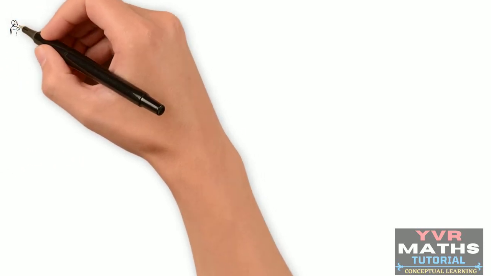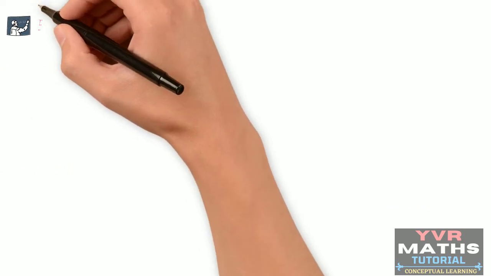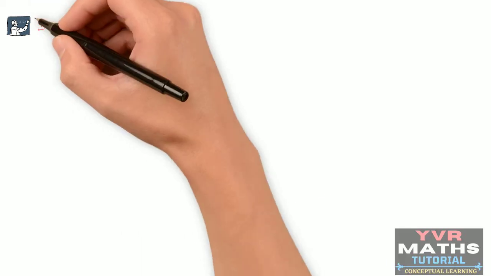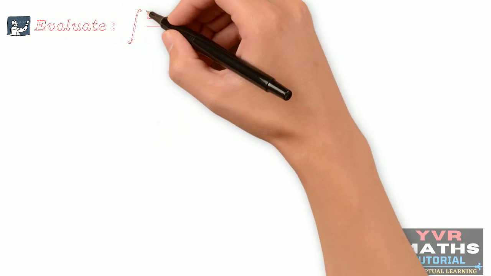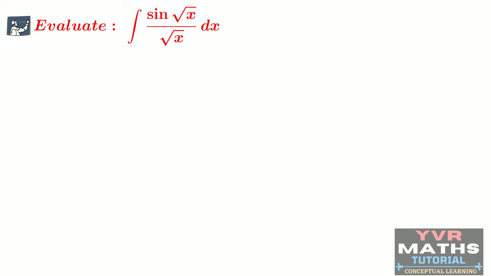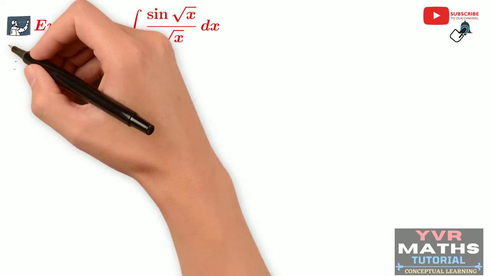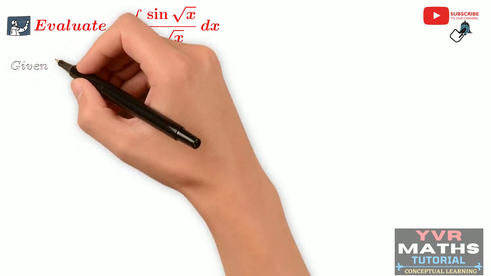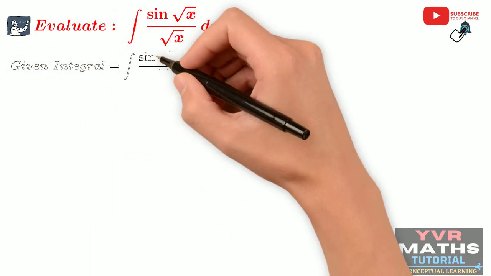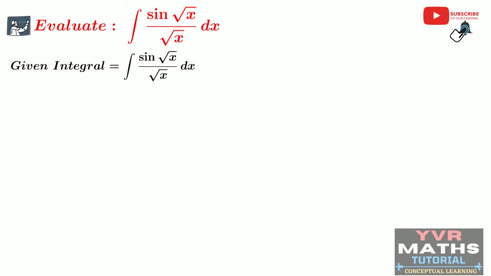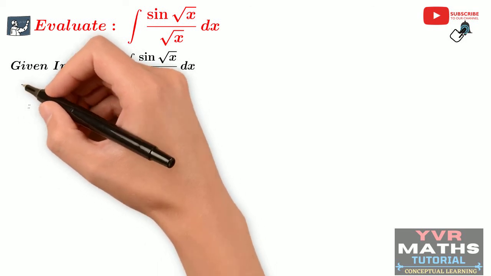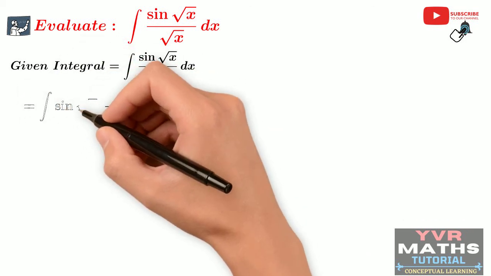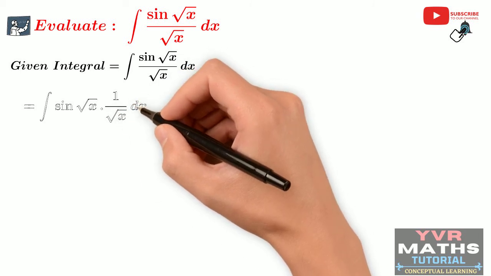Like the previous question, let us discuss one more problem. See here, evaluate integral sine of root x by root x dx. Let us discuss the solution of this one. Given integral is equal to integral sine of root x by root x dx. Now the given integrand can be written as sine of root x into 1 by root x. So the next step is integral sine of root x into 1 by root x dx.